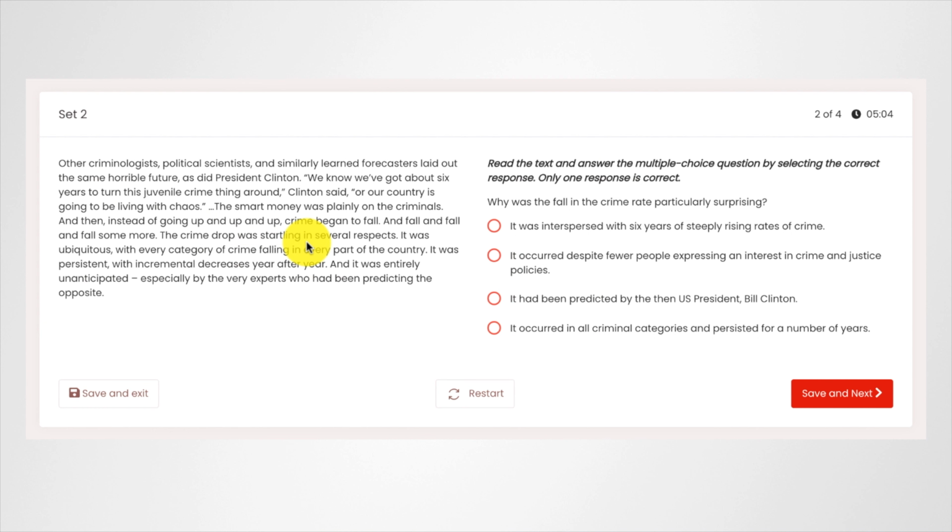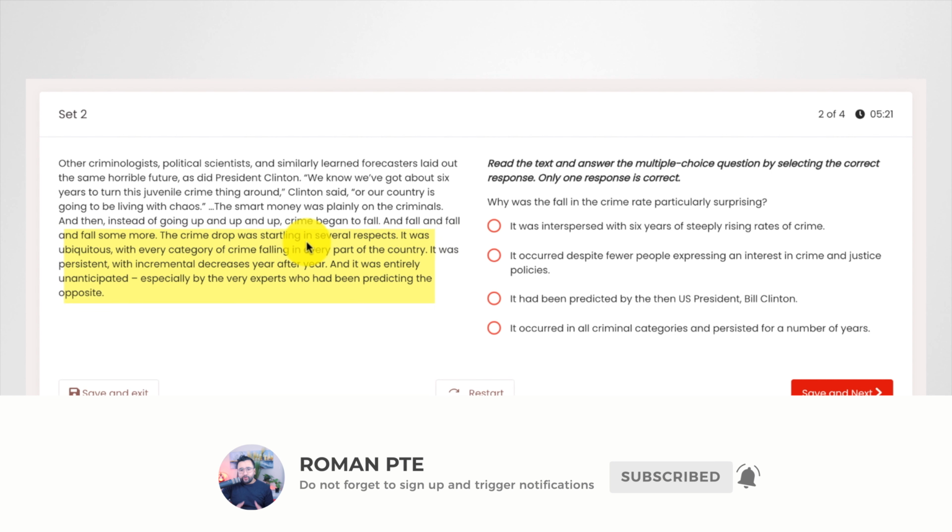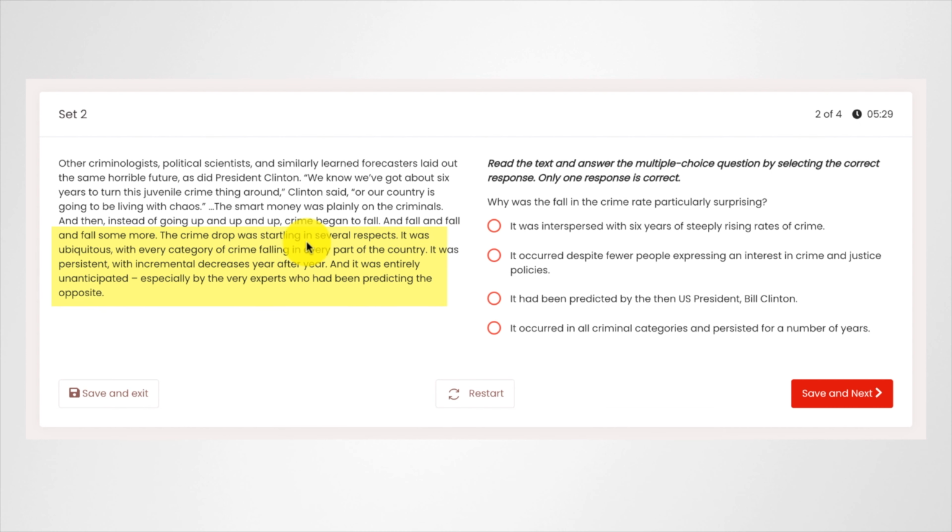So once you find the focus word or the keyword, you will read the sentence containing that word. And depending on your need, you may need to read a sentence before it and a sentence after it as well. Because sometimes you may not understand just by reading the sentence containing the keyword. In such cases, it is a good idea to read something before it and something after it. In this case, I will read this sentence first, which says the crime drop was startling in several respects. And then after that, they are giving the reason. The reason is it was ubiquitous, which means universal, happening everywhere.